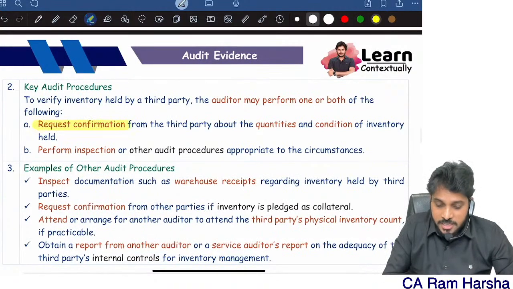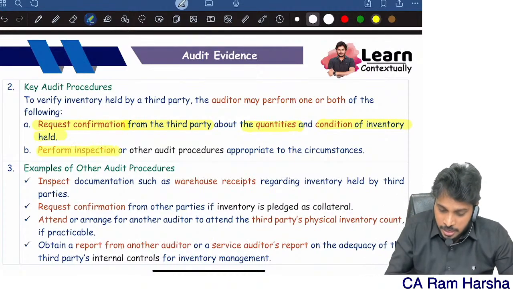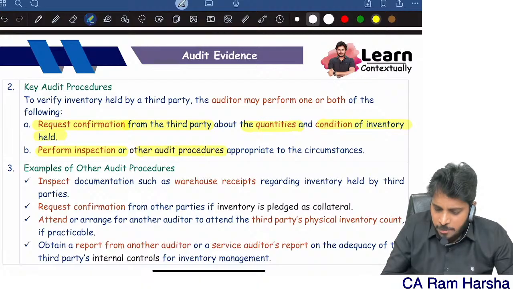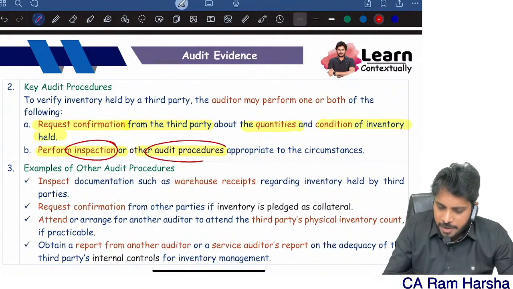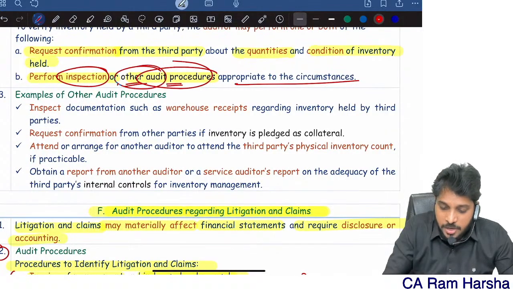1, direct confirmation from the third party about how much quantity he is having, what is the condition, or another process, directly you go and inspect or perform other procedures. You inspect or perform other appropriate procedures. Sir, what are other procedures, sir?